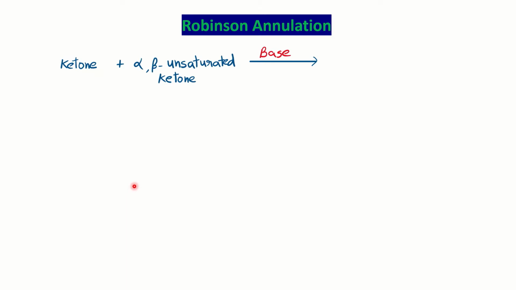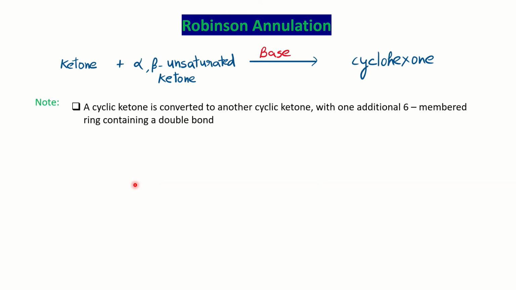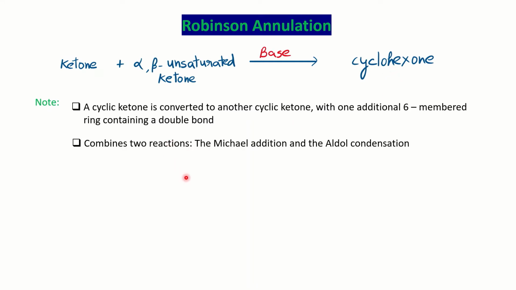If you have these three, you can form cyclohexenone, a cyclic six-membered ring having a double bond and a carbonyl bond. So we can say that a cyclic ketone is converted to another cyclic ketone with one additional six-membered ring having a double bond. That is called the Robinson annulation reaction. It is a combination of two reactions called Michael addition and aldol condensation. Both reactions are very important for any competitive exam, and so is the Robinson annulation reaction.